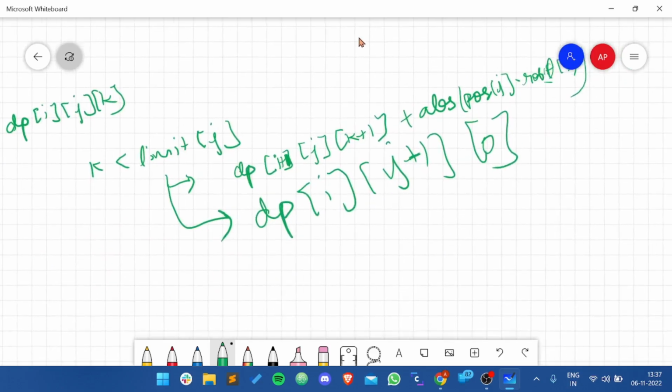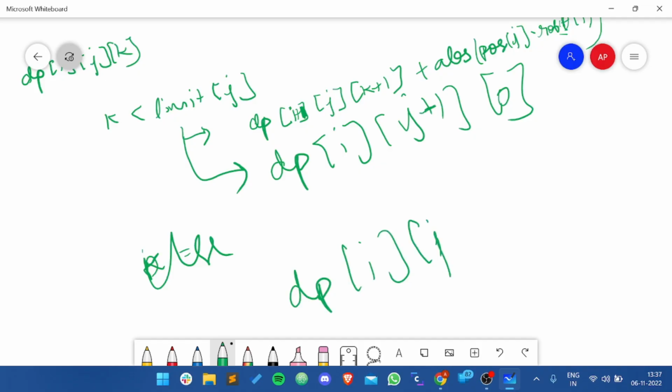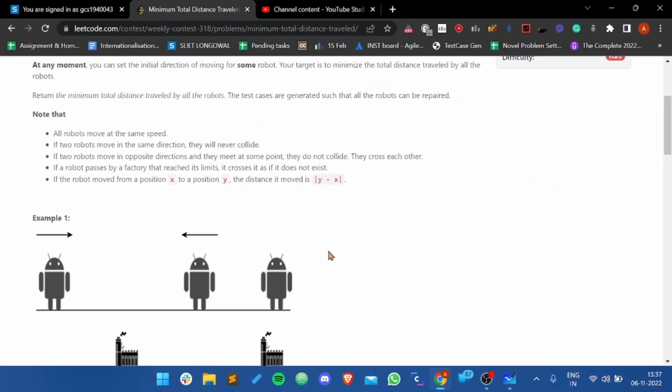Now if k is equal to the limit, it will never be greater than, so equal to, the else case will handle all the cases. At this point we have only one case: the ith robot will be fixed on j+1, and j+1 has fixed only 0 robots. So we have only these two cases, and we can solve this easily. Let's move to the code part.